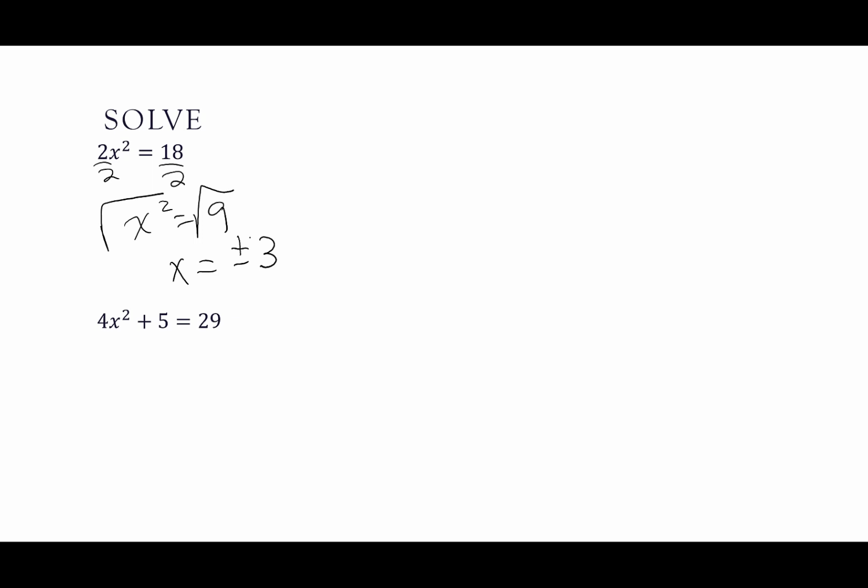I like the square root method. It's really quick, it's efficient, but it only works sometimes. What you should notice is there is no b term. There's no plus bx in these, and that's why we get to use the square root method.